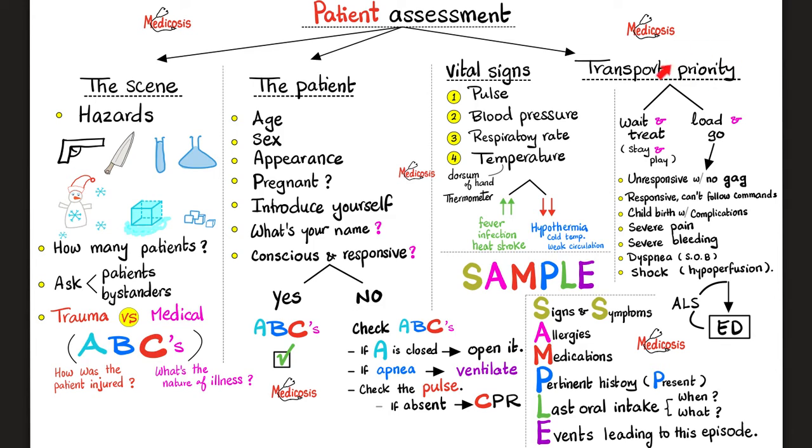Next, patient priority. Which patient takes priority? In other words, who are the patients that need to go to the emergency room immediately, right now, without wasting a moment? Here are the examples. Number 1, the patient is unconscious, unresponsive, and there is no gag reflex. That's an emergency. Go to the hospital. Well, the patient is responsive but cannot follow command. We're gonna go to the hospital.